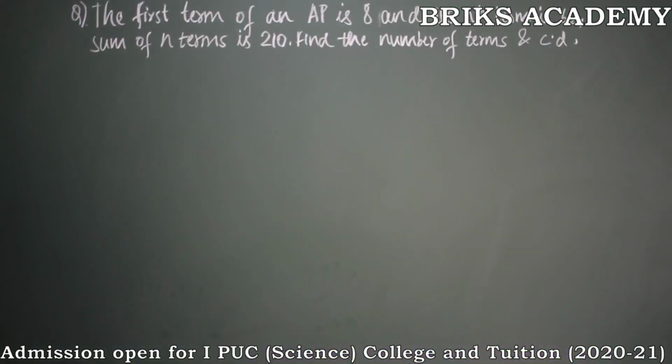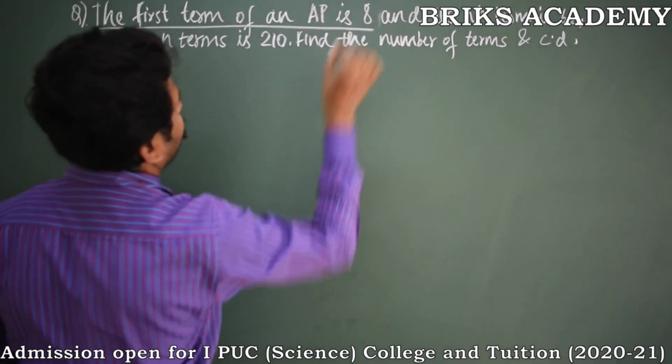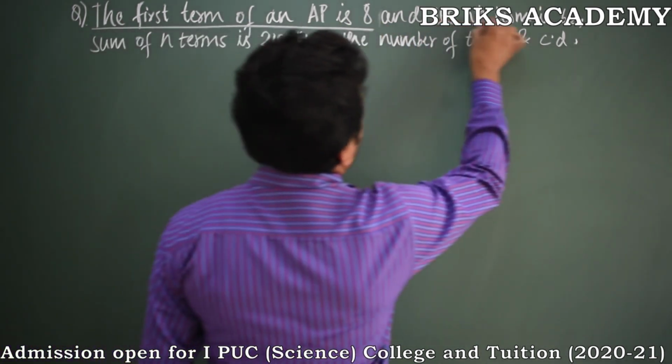Read this question. The first term of an AP is 8 and its nth term is 62.